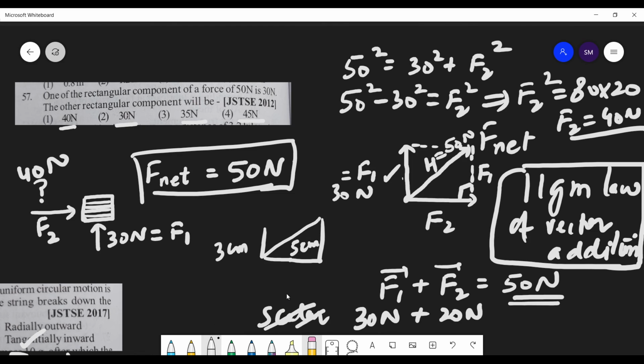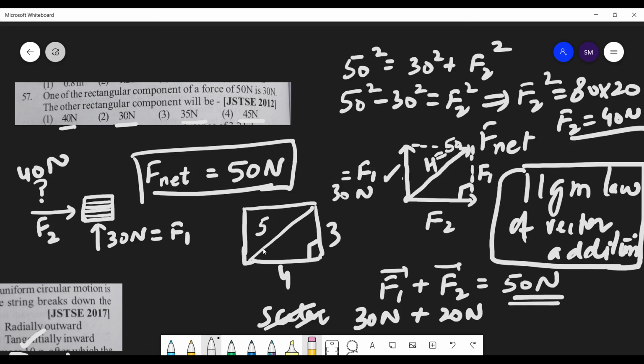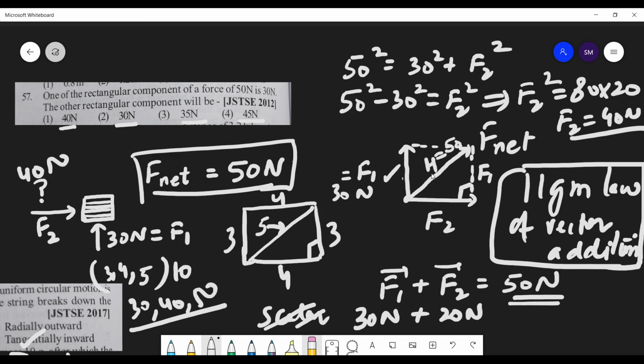Remember the Pythagorean triplet. This side is 5, this side is 3, this side is 4. Right angle triangle. If this is a rectangle, then this side will be 3 and this side will be 4 and the diagonal will be 5, isn't it? So multiply all of them with 10. The Pythagorean triplet is 3, 4, 5, so multiplying with 10, 30, 40, 50 will again be a triplet. So that was the case, students, here.